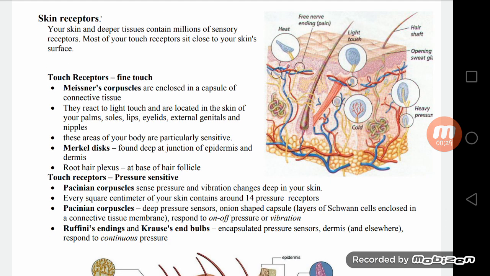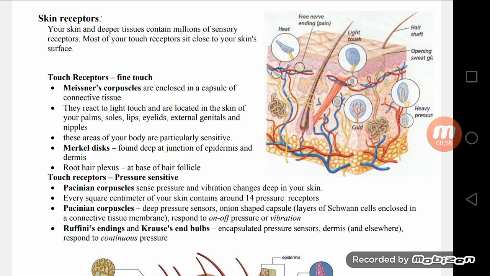Meissner's corpuscles are enclosed in a capsule of connective tissue. They react to light touch and are located in the skin of your palm, sole, lip, eyelid, external genitalia and the nipple. These areas of your body are particularly sensitive.